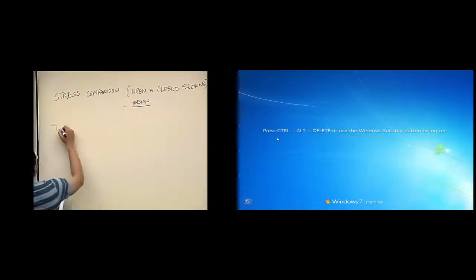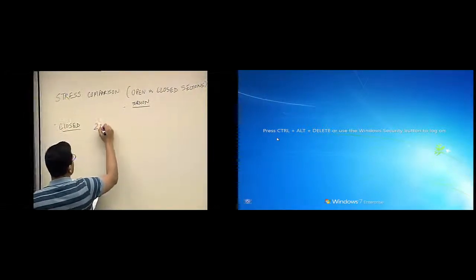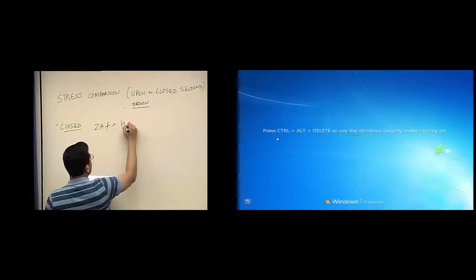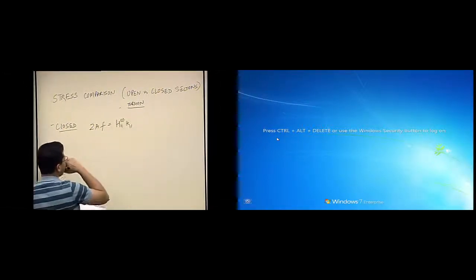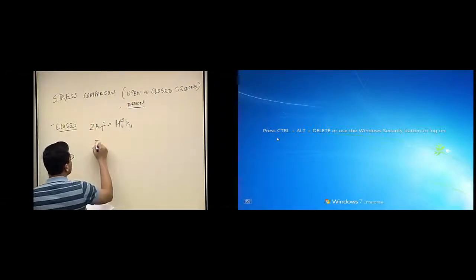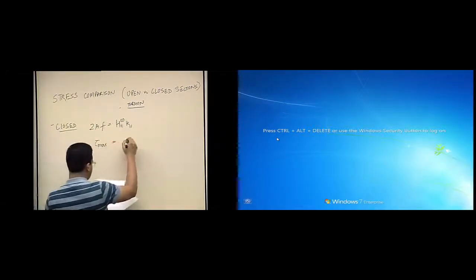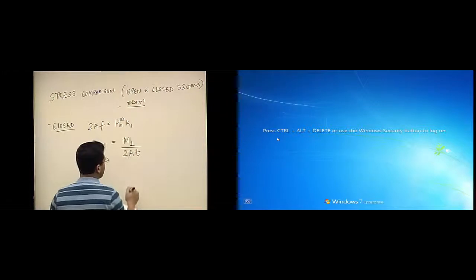So for the closed section, we know that 2AF is equal to H11 kappa 1. This is for the closed section. So the torsional stiffness would also be for the closed section. And then the maximum shear stress would be written as M1 over 2AT, where if you recall, A is the area of the section which is enclosed by the closed section thin wall beam, right?